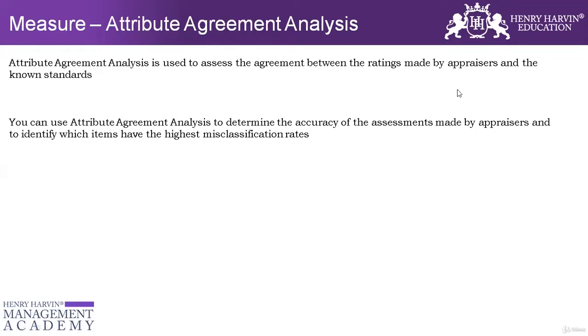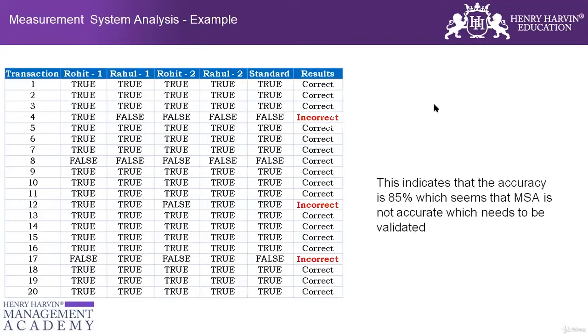So this is something which we can do with the help of attribute agreement analysis. Let's look at this example carefully. These are 20 transactions which were to be monitored. Typically in a project, if you are a project leader, you have done some kind of random sampling, because you are not particularly sure about the data which you have. So what you have done is you have given it to 2 different operators, Rohit and Rahul, and you told them that I want you to measure this, whether it's true or false.